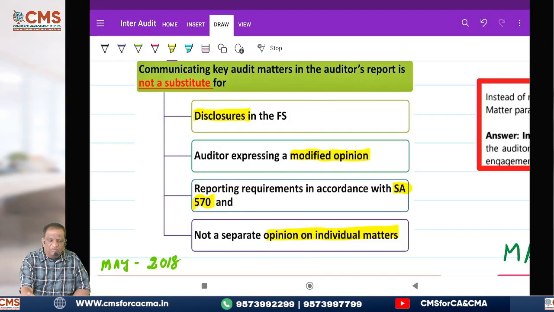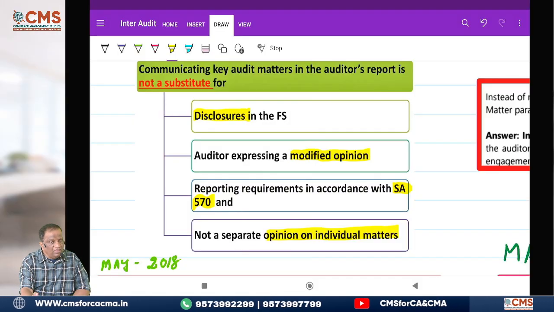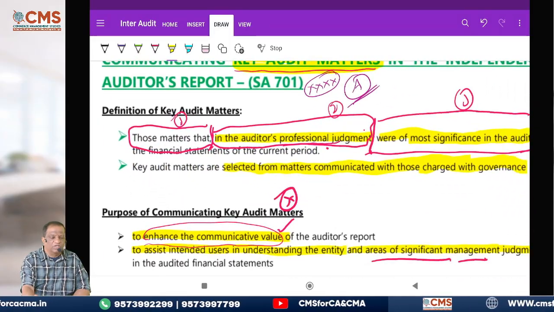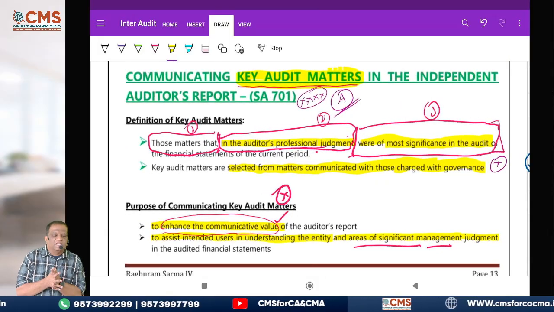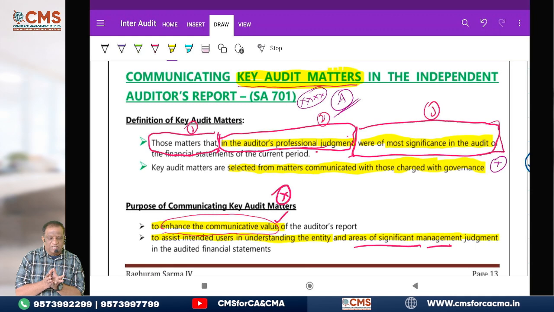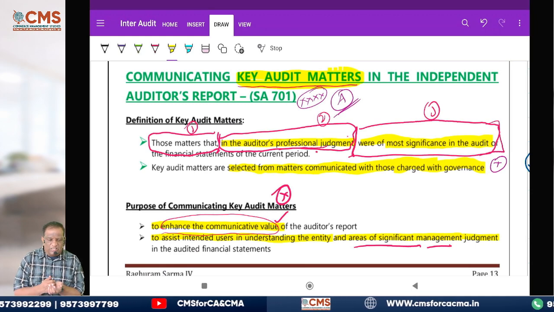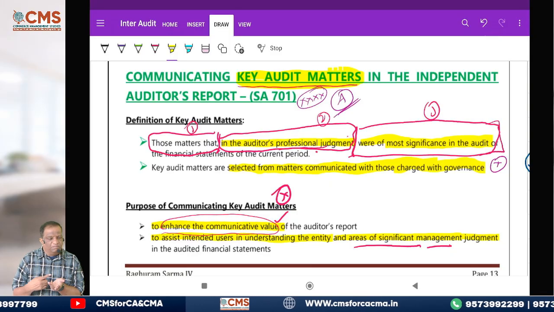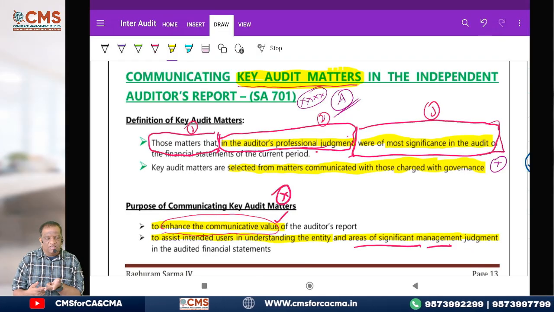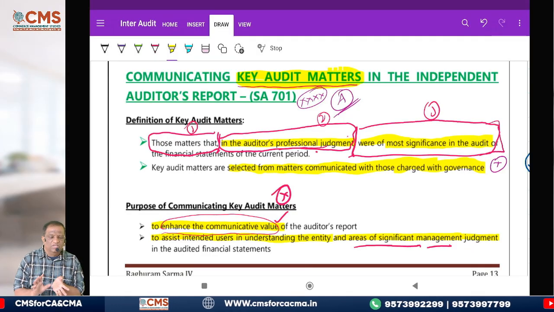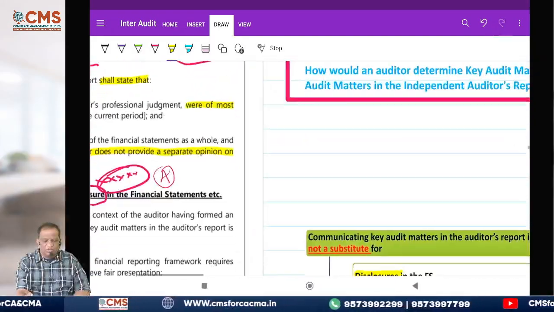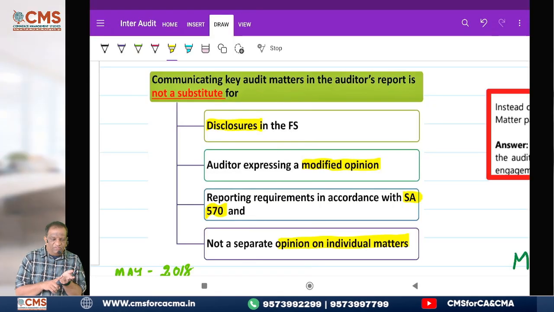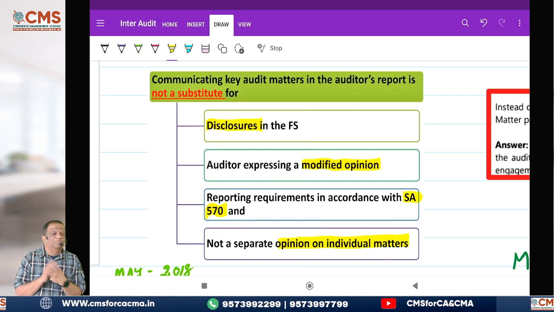So to repeat it, now I want you to tell me this, because this is an important point. Before that, we'll first revise what we mean by KAM, and then we will talk about what it is not a substitute for. Now, you tell me, when I say KAM, what is the full form of it? Key audit matters. Which standard deals with that? SA701 deals with that. Now, while defining, there are 3 points that I have to say, A, B, C. A is about those matters, and B is about in the auditor's professional judgment, and the third is about most significant in the audit. So these are what? KAM. Now, you tell me what you remember. It is not a substitute for what? Disclosure in the financials, modified opinion, SA 570, and opinion on the individual matters.